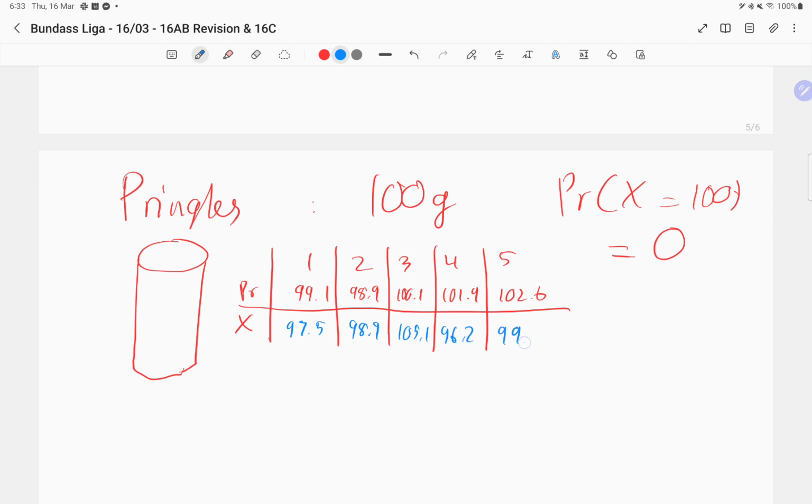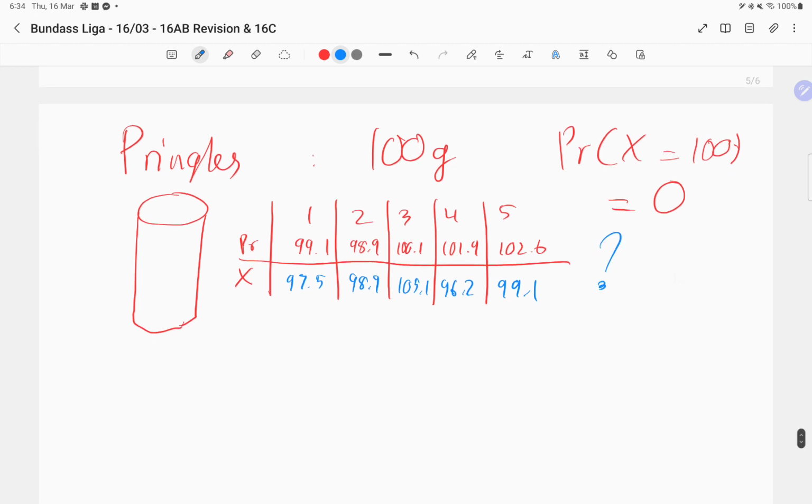96.2, 99.1. Okay? So if you look at the values closely, they are kind of the same, aren't they? They're kind of similar, right? They're around 100. Does that make sense? They're around 100, but how do you know which is better? And how do you know which one has a higher spread? So we can't actually compare, right?